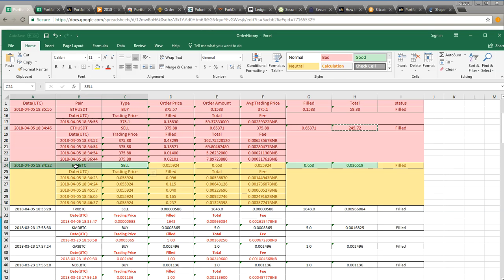Here's another one. It's the Ethereum Bitcoin currency pair. And what I've done is I've sold Ethereum to buy Bitcoin. This is the amount of Ethereum I sold in the filled column, and this is the amount of Bitcoin purchased in the total column. And over here is the date to look up the historical prices so we can see the profit loss in USD terms rather than in Ethereum or Bitcoin terms.